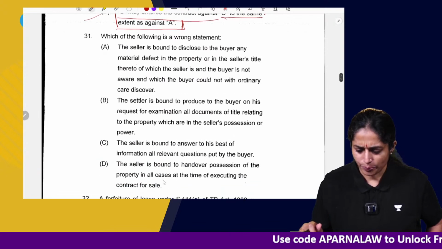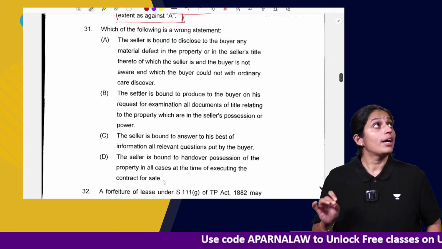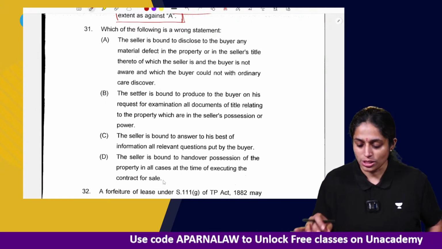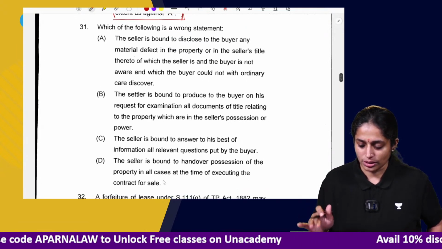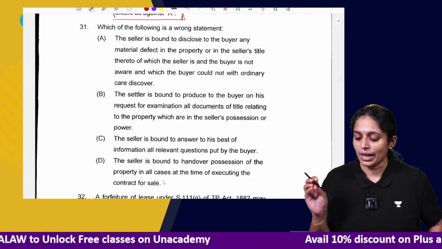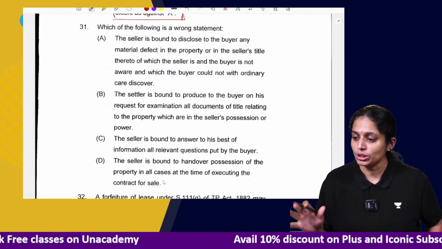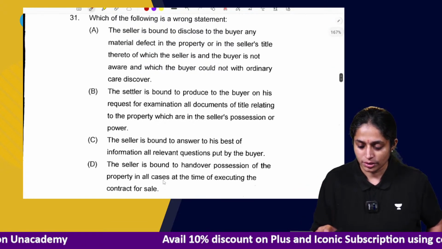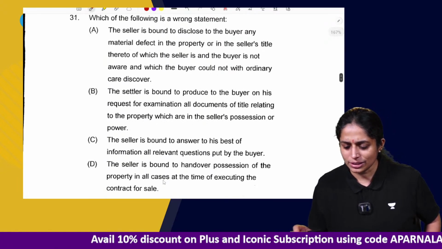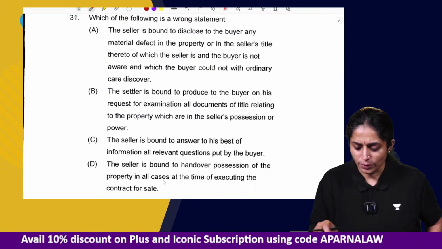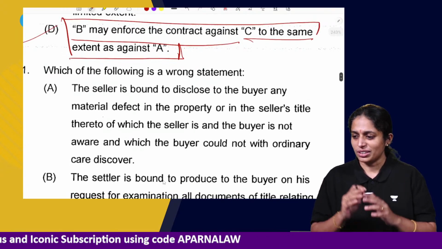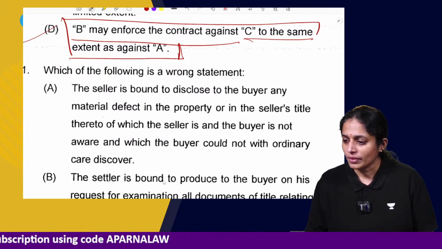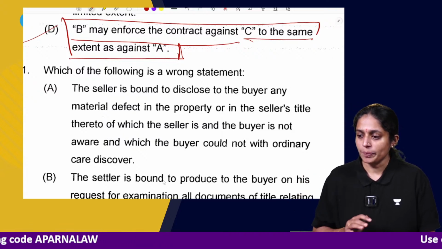Next, 31st question. Which of the following is a wrong statement? They have given four statements, related to the rights and liabilities, the rights and duties of the parties. Is this enough zooming? Wait, one by one I'll go. See the first one.